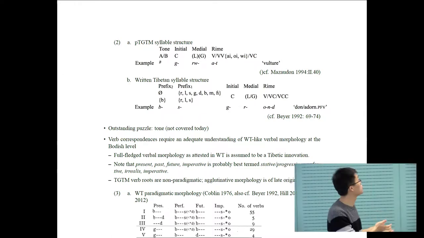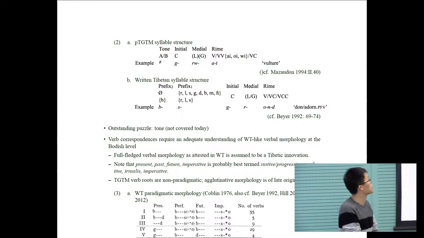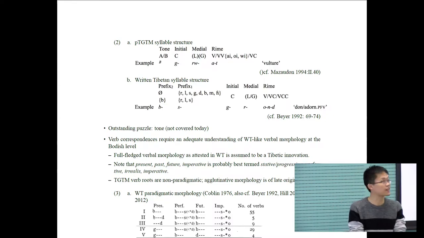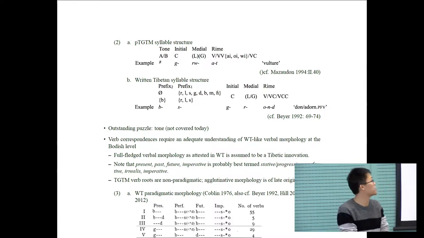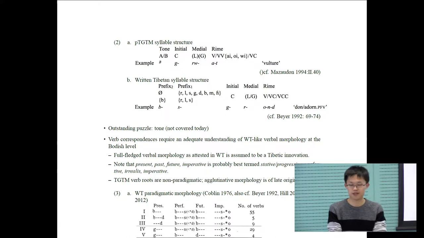Let me show you a quick and easy comparison of the kind of questions that we're facing when we compare TGTM forms with written Tibetan forms. Tone is pretty much the only huge outlying issue, and this is something I won't cover today. I have some ideas as to how to correlate the proto-TGTM tone as reconstructed by Mazaudon with Tibetan, but it's a lot more complicated.